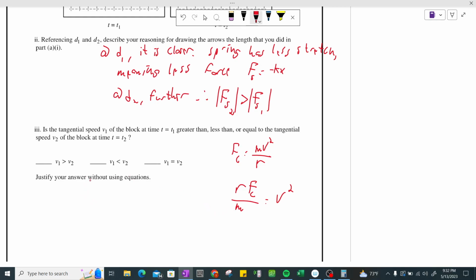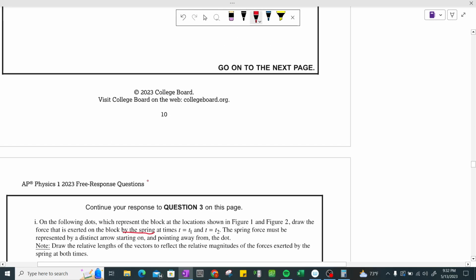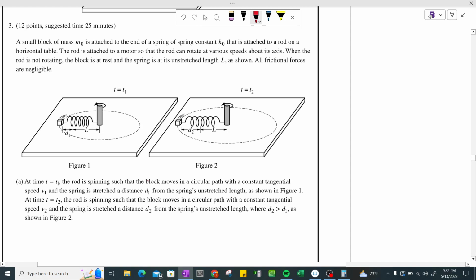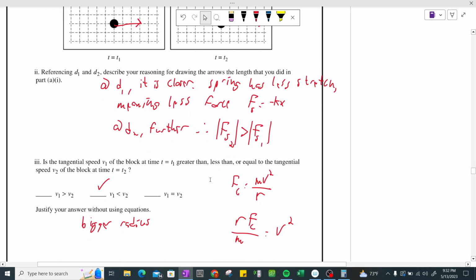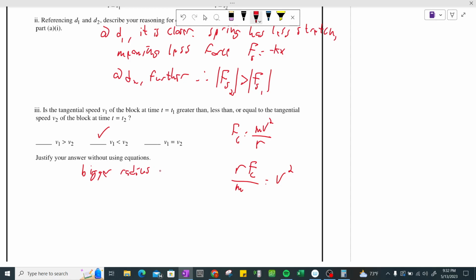So I know that my velocity in the second one for sure is going to be bigger. So it should be this one. Actually, the second one has to be spinning faster to make that same spring extend. So we'll say the bigger radius should lead to greater velocity for sure. But we want to justify without equations, so we can't use our equations on this.